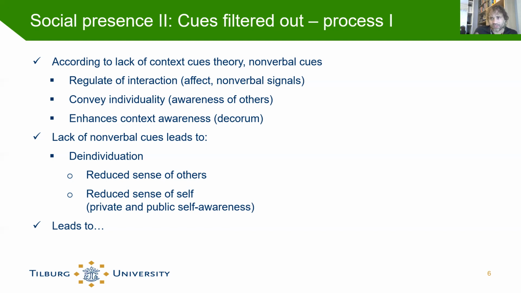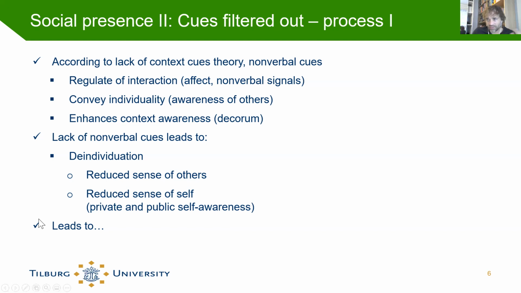But the theory also says that because of the lack of these non-verbal cues, you also lose a bit of awareness of yourself, because you are typing away at the computer screen. You have no non-verbal cues of the other. You also know that you are anonymous to the other person as well. And that anonymity may lead to a loss of sense of self, which is related to de-individuation, which means you would do things that you would normally not do in a face-to-face situation.